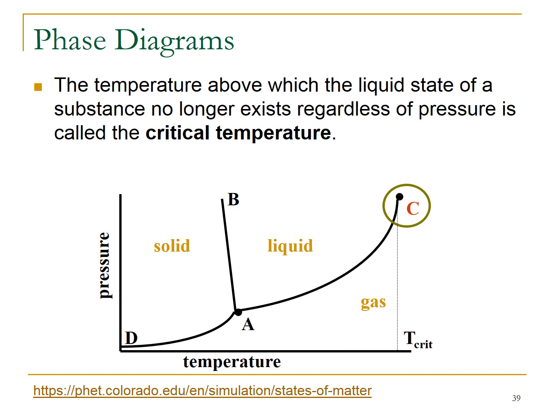Okay, so finally, point C is called the critical temperature, and this is the temperature above which the liquid state no longer exists. You only can have gaseous phase above that critical temperature.